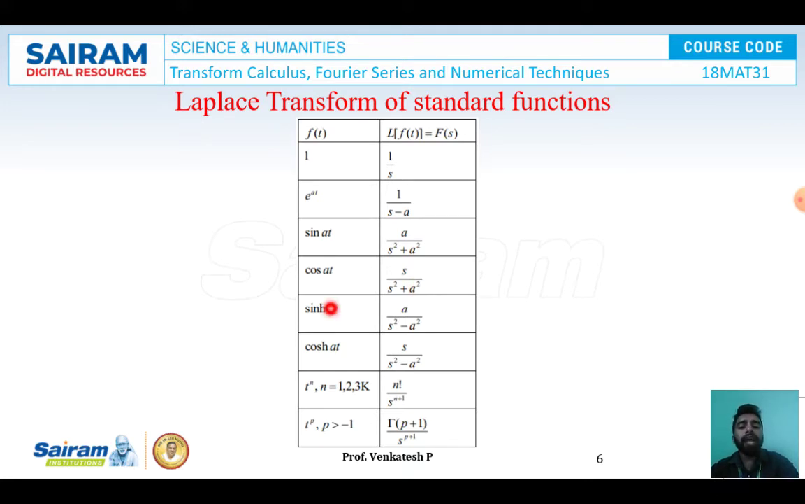Laplace transform of sine hyperbolic at is a by s square minus a square. Laplace transform of cos hyperbolic at is s by s square minus a square. Next is Laplace transform of t power n for n equal to 1, 2, 3 till k. This is given by n factorial by s power n plus 1. And Laplace transform of t power p for p greater than minus 1 will be equal to gamma of p plus 1 by s power p plus 1. These standard formulas will be used to solve the problems in Laplace transforms.